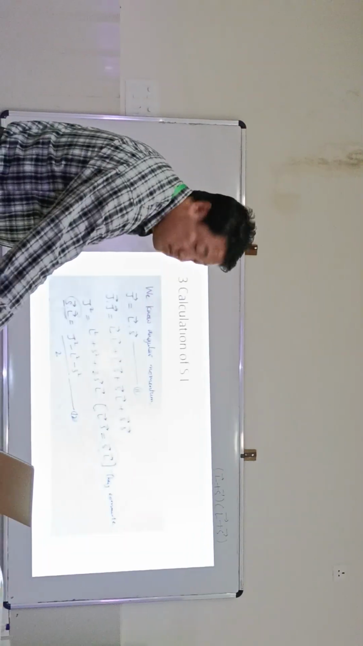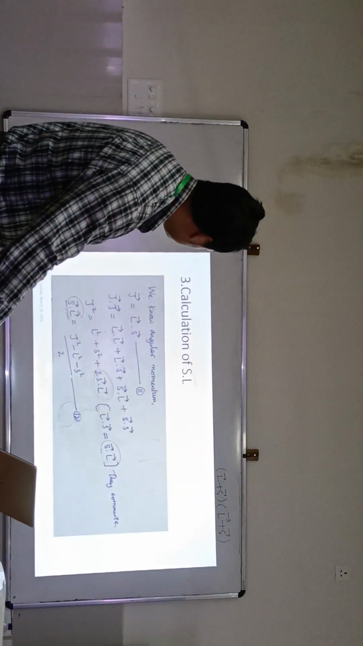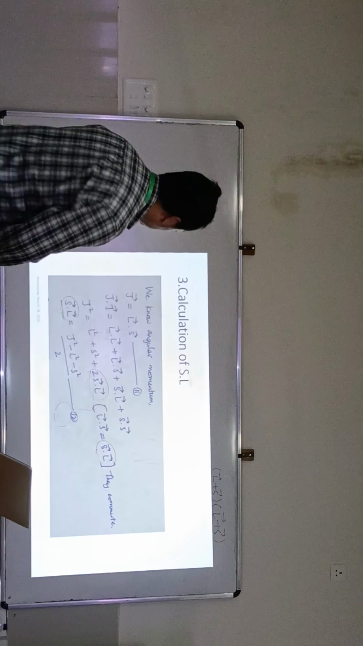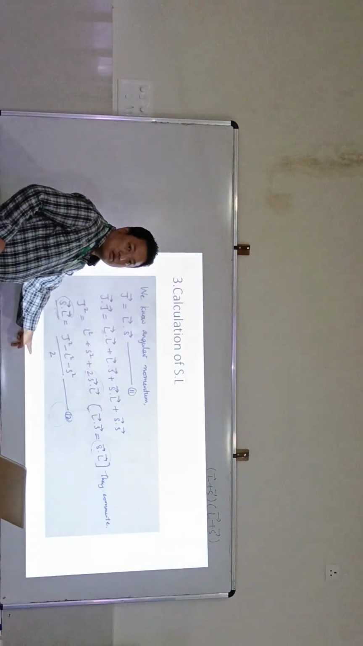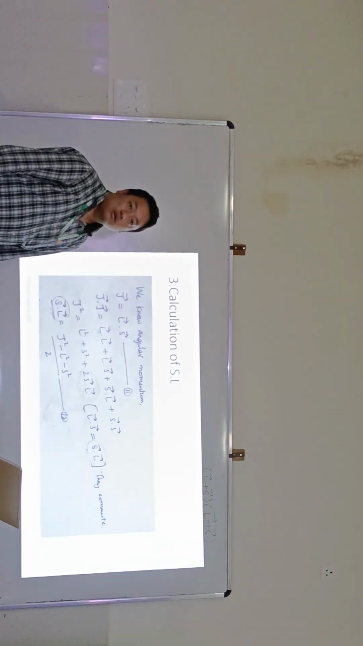How, sir, how is the 2 divided there? No, 2 divided because 2 S·L is equal to this much, na? So S·L is equal to this divided by 2. You just replace it with J square minus L square minus S square, divided by 2.